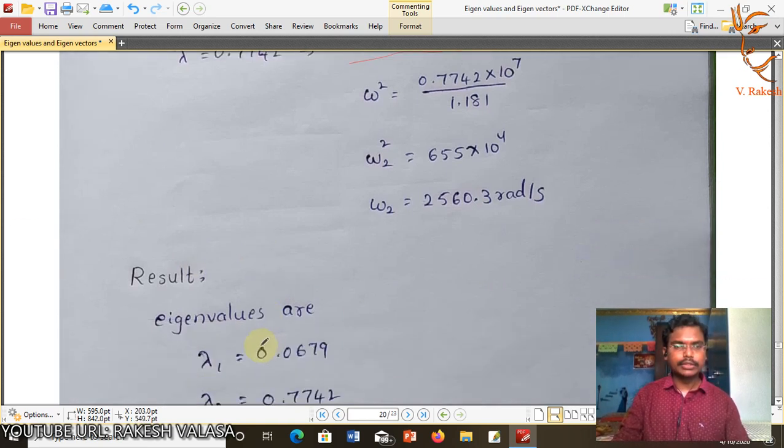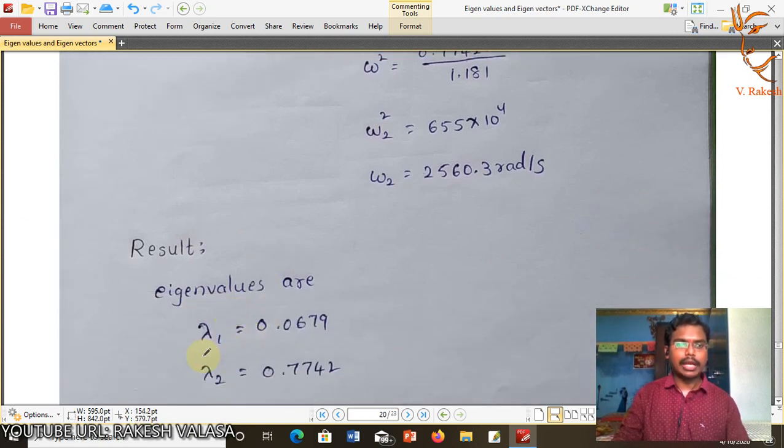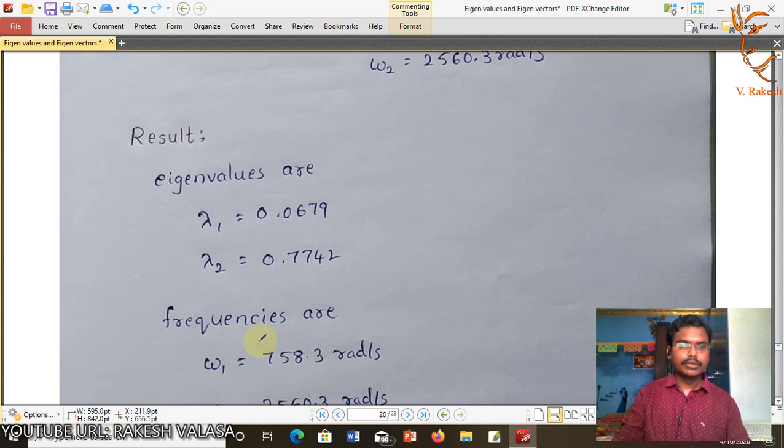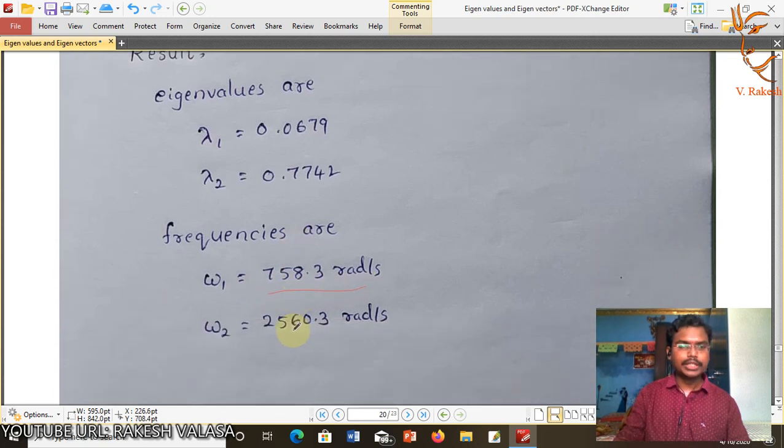Now write the results. Eigenvalues are lambda 1 equals 0.0679, lambda 2 equals 0.7742. Frequencies: first natural frequency omega 1 equals 758.3 radian per second, second natural frequency omega 2 equals 2560.3 radian per second. I hope this is very clear to everyone.